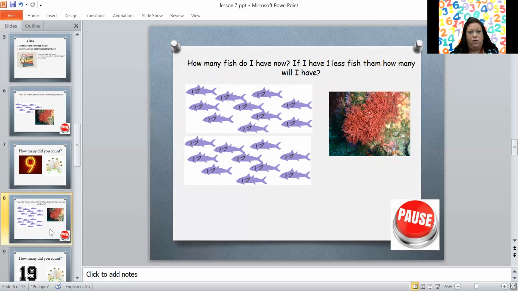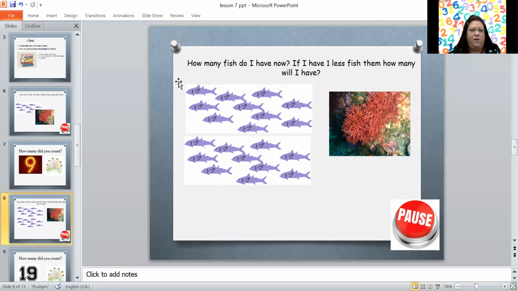If you want to lay the same amount out with your counting objects in front of you, then you can, and it will make it easier then when you take one away. So press pause and do that job now. Welcome back. Excellent. So how many fish do we have?